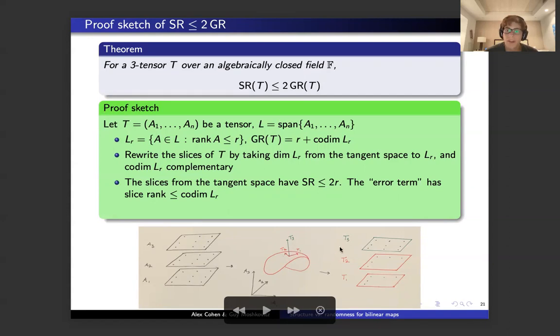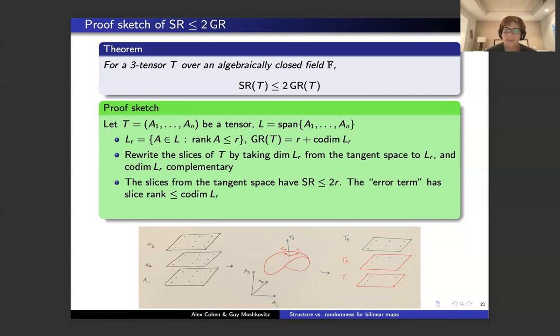Just to begin with, the complementary subspace, which is this green part in the picture, must have slice rank less than or equal to the codimension. The reason is that it has codimension of LR slices, so you can build a slice rank decomposition for it with codimension of LR pieces immediately. The really interesting part is the slices that come from the tangent space. No matter how big the variety LR is, those slices must in total have slice rank less than or equal to 2R, where R is the rank of the matrices. It has nothing to do with the dimension of LR.